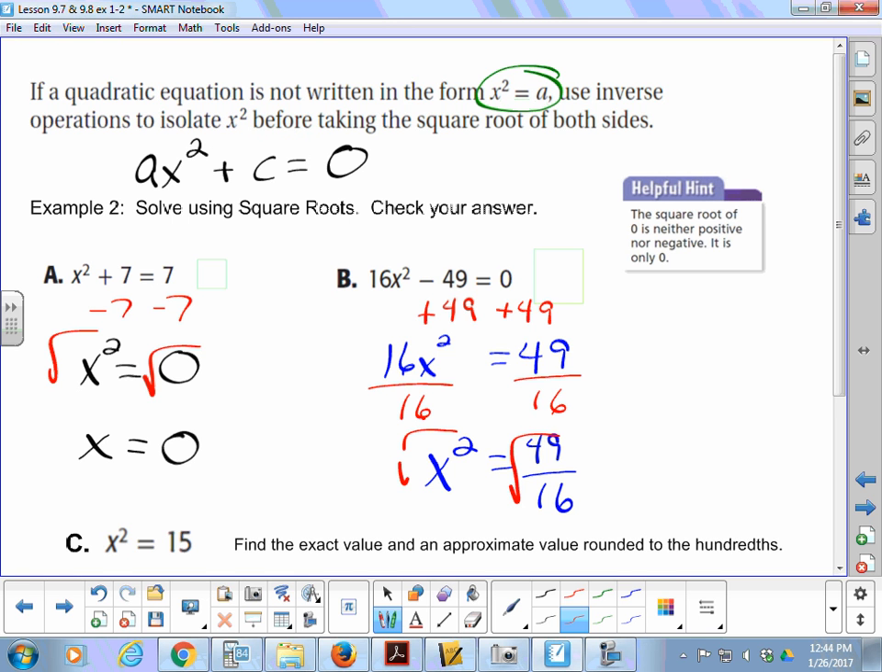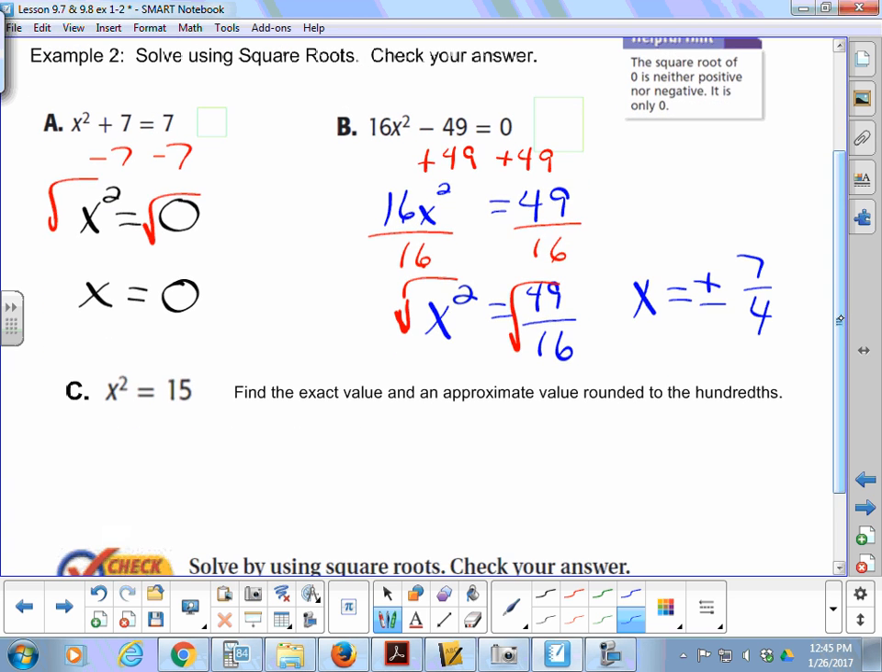Then take the square root of both sides. So my answer then is going to be a fraction. Square root of 49 is 7. Square root of 16 is 4. So you get plus or minus 7/4. So whenever the numbers are perfect squares, you should always have an exact value.